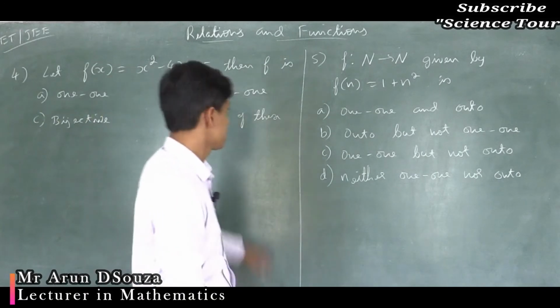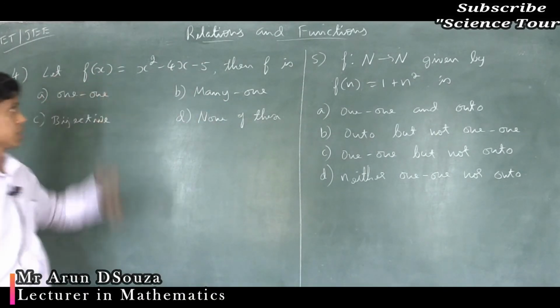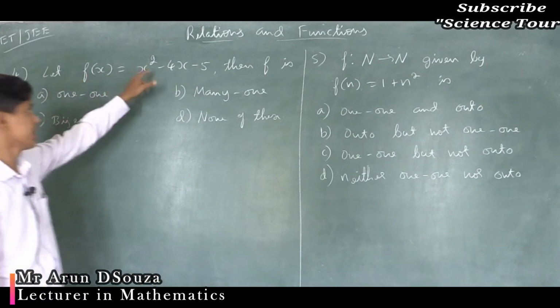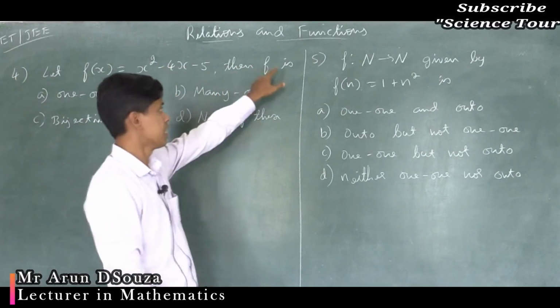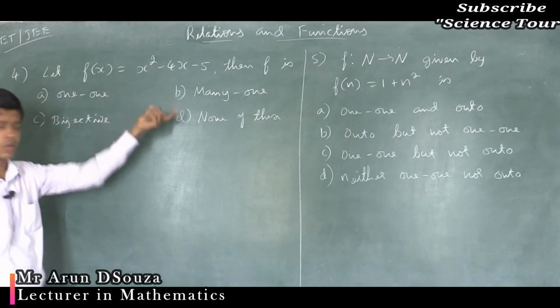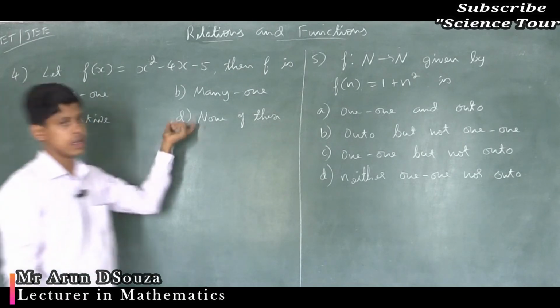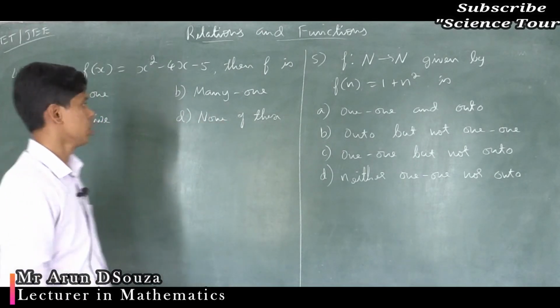Well, dear students, let's move to the fourth question from the relations and functions. Let f of x is equal to x square minus 4x minus 5, then f is it 1 1? If it is not 1 1, is it many one? Is it bijective, both 1 1 and onto? And fourth option you have got none of these, that is neither 1 1 nor onto.